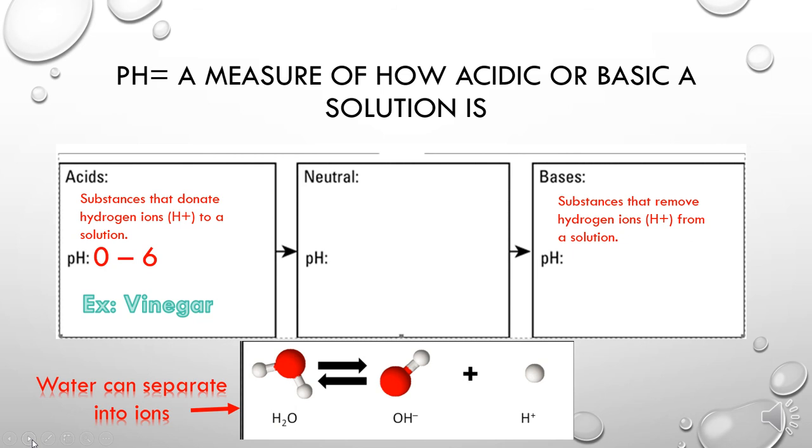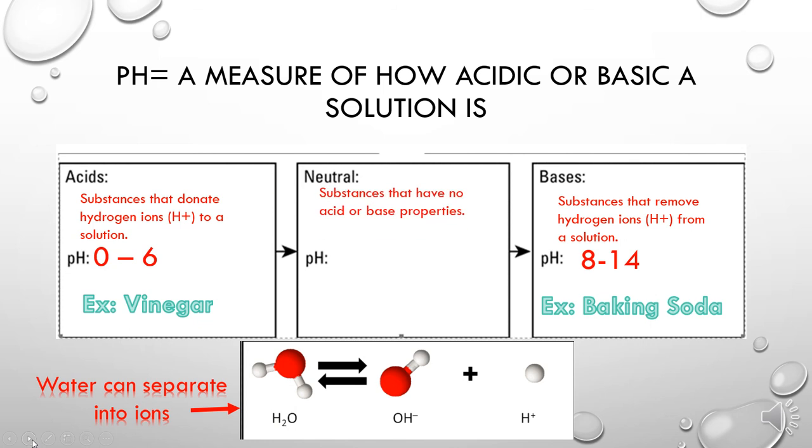Bases, on the other hand, are substances that remove H plus from a solution. So your acids donate it, your bases take it away. These are going to be your higher numbers, 8 to 14, and these are primarily going to be your cleaning supplies. Baking soda, soaps, things like that. And then finally, neutral.